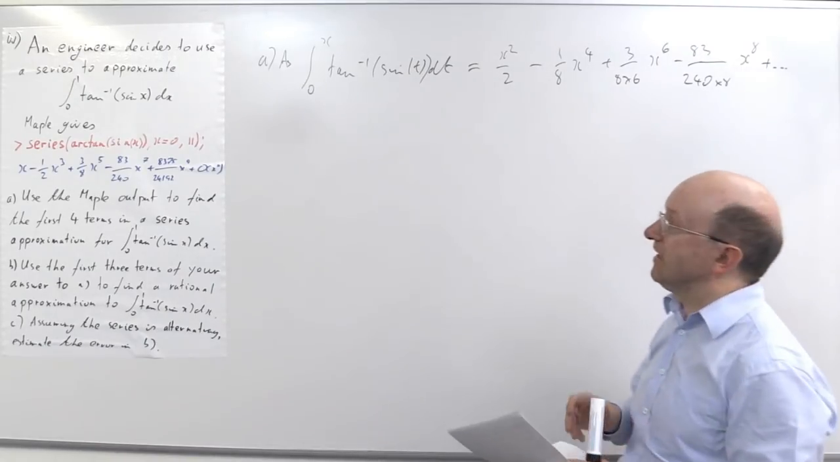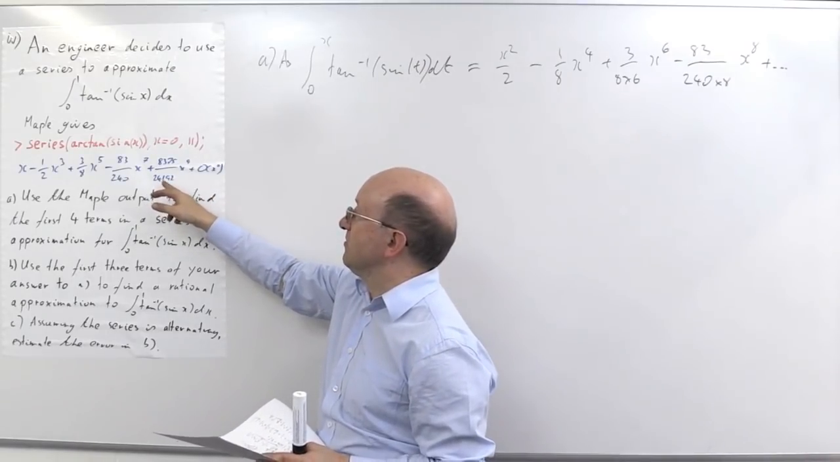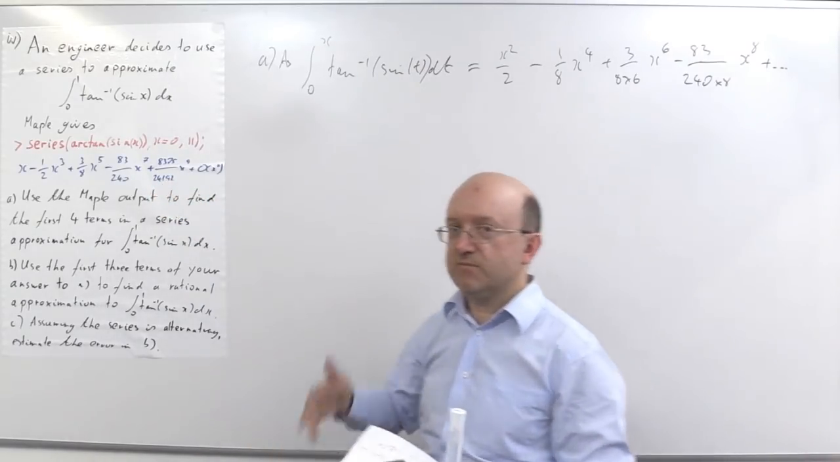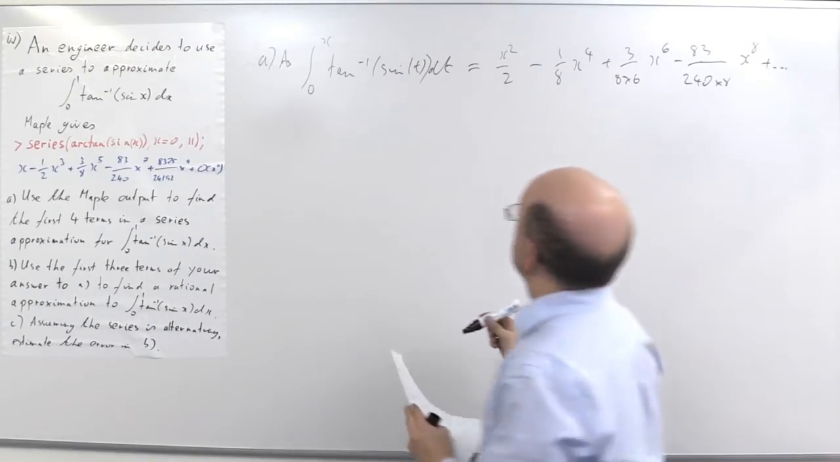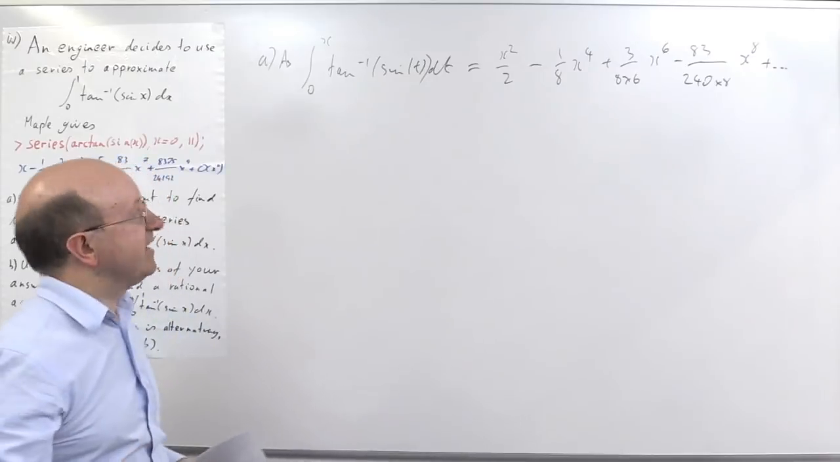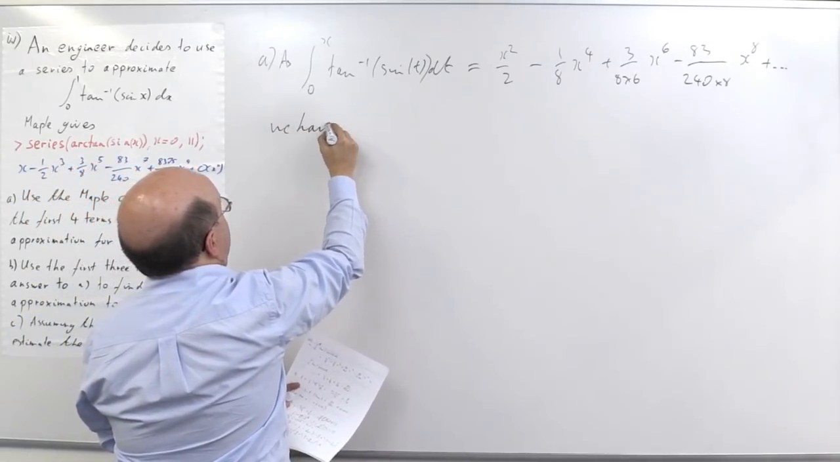There's more terms obviously. The next term would be 8375 over 24190 x to the 10. In fact, we don't need that. Okay. That's just using the properties of Taylor series. Now we just put x equals 1.